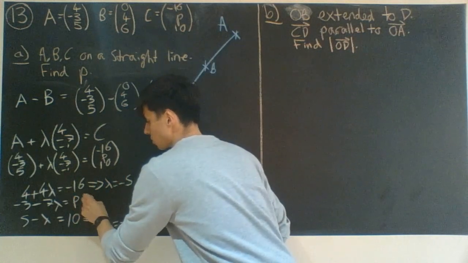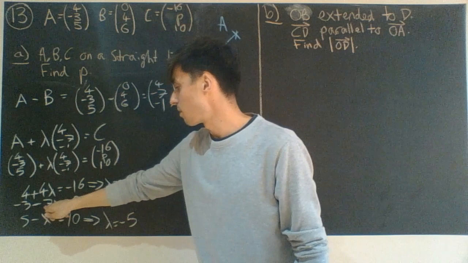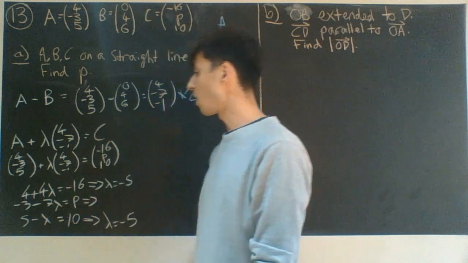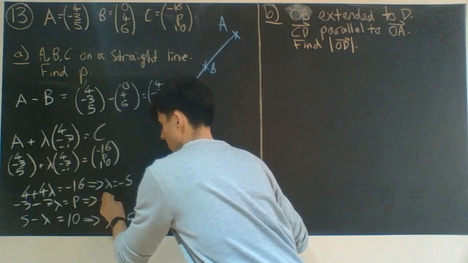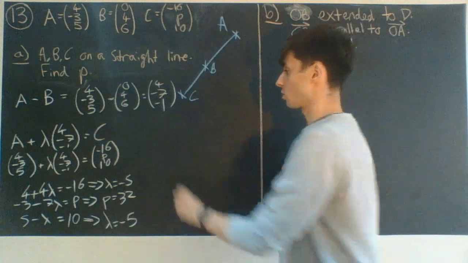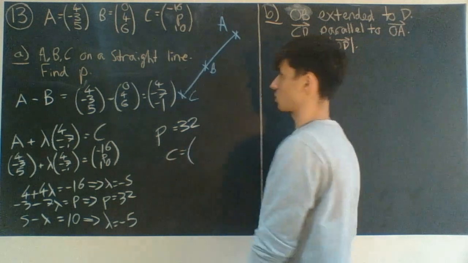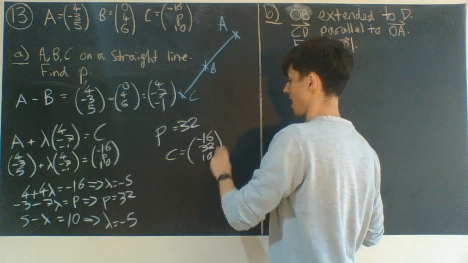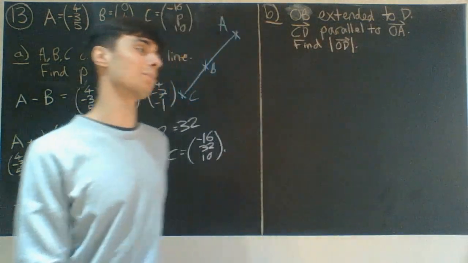And now we can substitute lambda equals -5 into here. We've got -3 minus 7 lots of -5. So that's going to be -3 plus 35. That should give us 32. So P equals 32. We've solved the first part then. So we think P is 32. And importantly for us, that tells us the coordinates of C are -16, 32 and 10. This is going to be important in the second part of our question, which we'll now move on to.